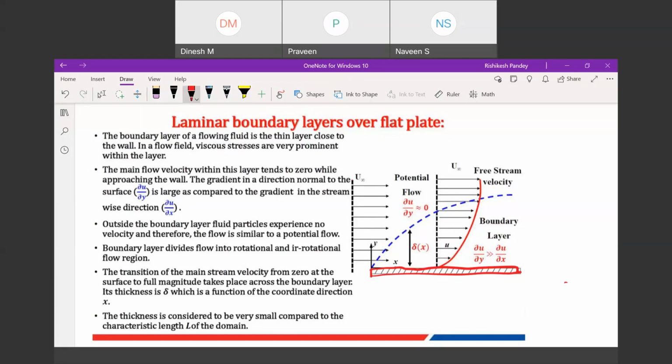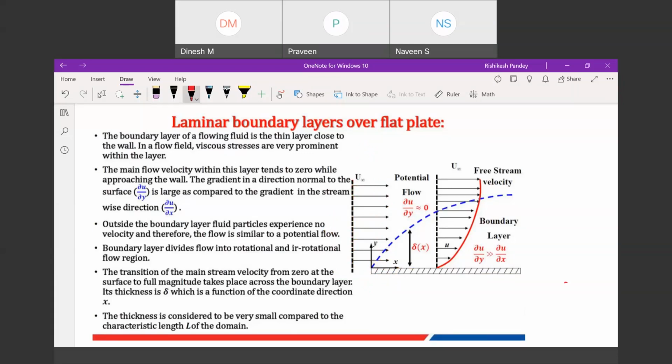Let's say initially the fluid is entering at this section. The fluid is entering with uniform velocity. In y direction, every point, if you see, the velocity is the same, uniform, u infinity. With this velocity it is entering. At the entrance here, at x equals 0, it is entering with uniform velocity. Now after that, what happens?